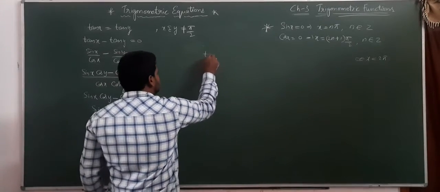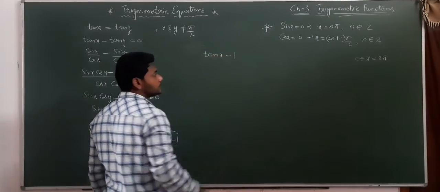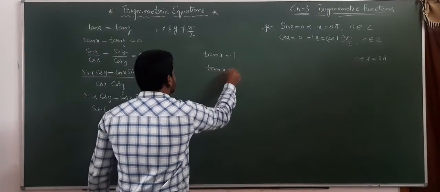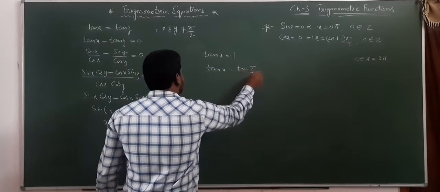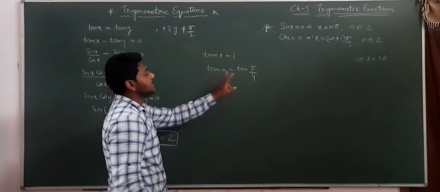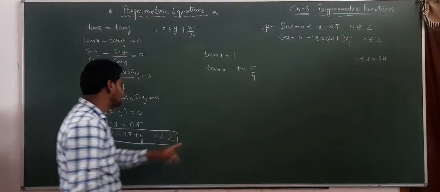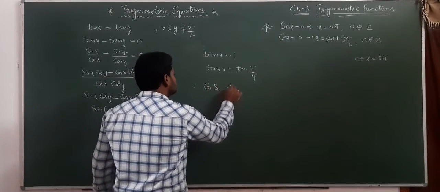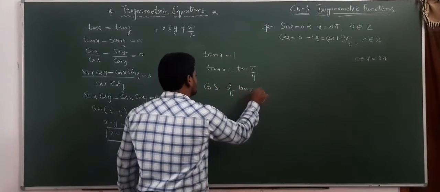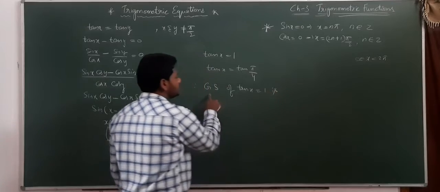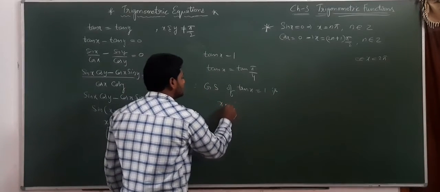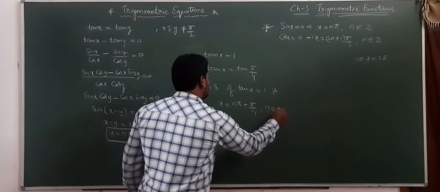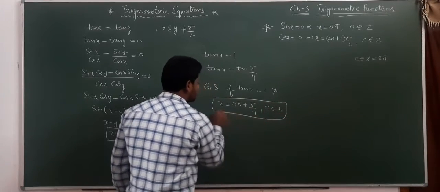For example, if they give tan x equal to 1, what is the general solution of this? Here we can write tan x equal to tan pi by 4. That is the tan x equal to tan y form, where y equals pi by 4. Therefore, the GS of tan x equal to 1, where GS is nothing but general solution, is x equal to n pi plus pi by 4, where n belongs to Z.